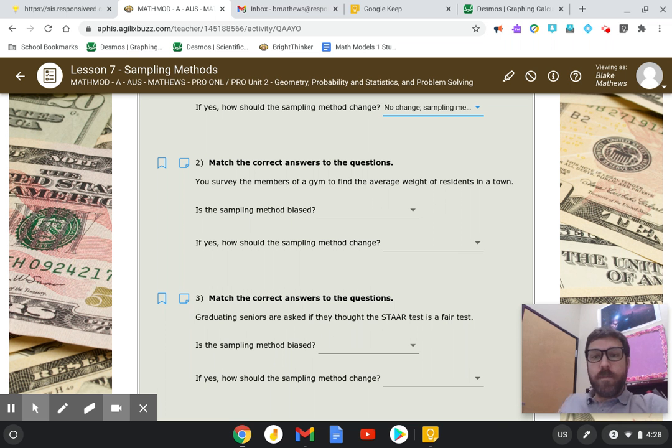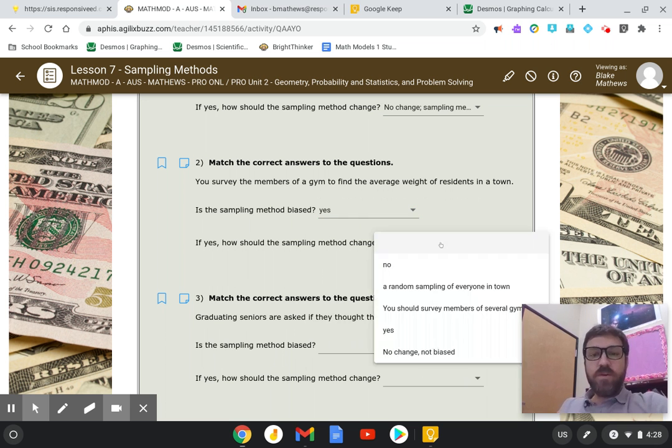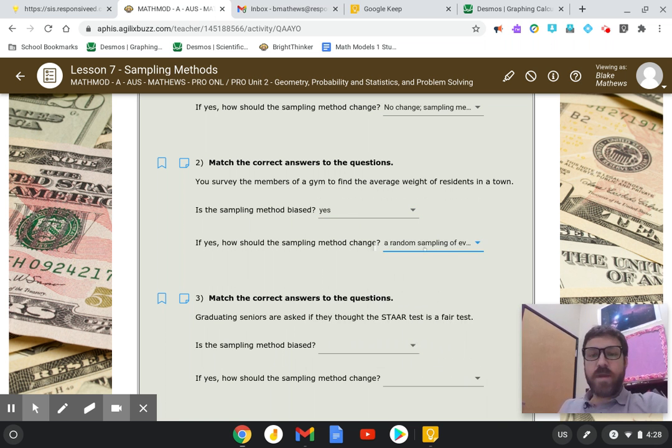Next one, you survey the members of a gym to find out the average weight of residents in a town. Should be pretty obvious that if you ask people at a gym, you're going to get a different number than you would if you asked people from the larger population. Or if you went down to the local diner in the middle of the day and asked all those people, I have a feeling that their average weight might be a little bit higher. I don't know. So yes, this sampling method is biased. We should not have just asked people at the gym. We should be asking everyone in town. We should be asking a random sample of everyone in town.